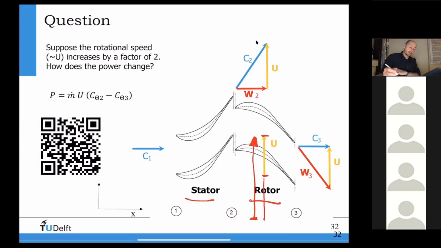Will the power decrease? As you can see here, and if you go to the Google Forms, I think it's decrease or increase, I don't remember. A, decrease, B, increase, C, stay the same, and D, what is D? The P is equal 0.